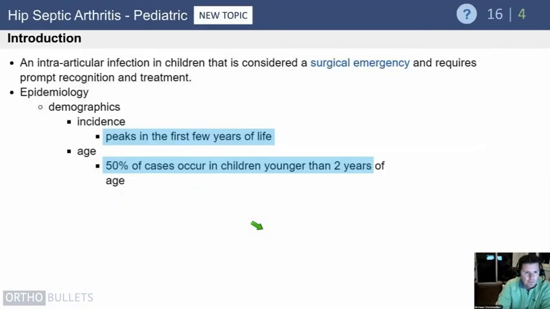So when you talk about septic arthritis of the hip, the most important thing to realize is that this is a surgical emergency and requires you to identify it early and treat it early. It often peaks in the first few years of life, and 50% of cases actually occur in very young children under 2 years of age, and then neonate is one of those very tested but also clinically common ages where kids will actually get this.